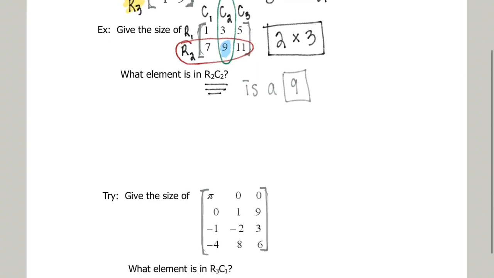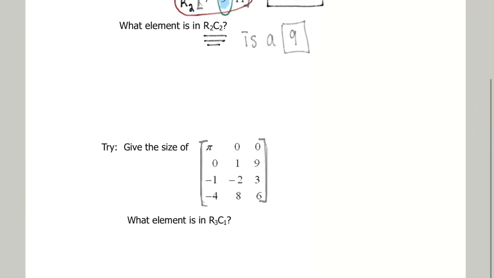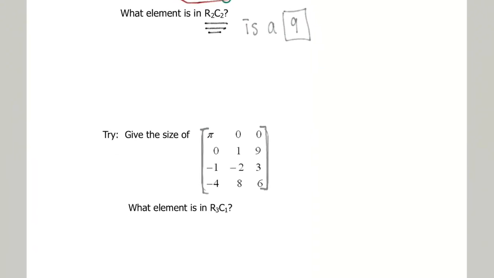Okay, you try. Go ahead and give the size of this matrix and the element that is in row 3, column 1. Okay, I'm going to reveal the answer, so if you're still working on it, make sure you press pause.